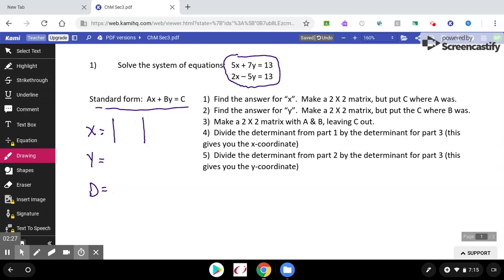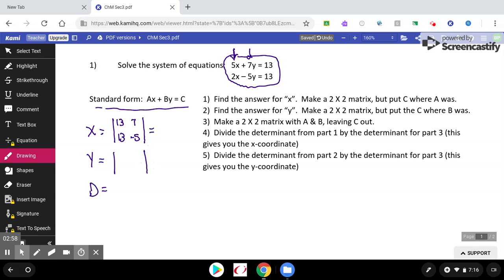It's going to sound kind of weird, but if you want to find the x answer, you leave the x numbers out. So in place of the x's, in place of the 5 and the 2, I'm going to put the 13s, the answers that were on the end. And then I keep the y's. So the y's, I have a 7y, and I have a negative 5y. I keep those, and we just need to find the determinant. We'll do that here momentarily.